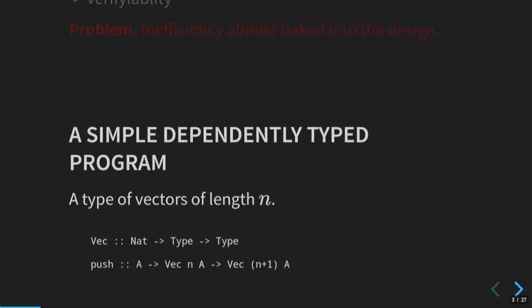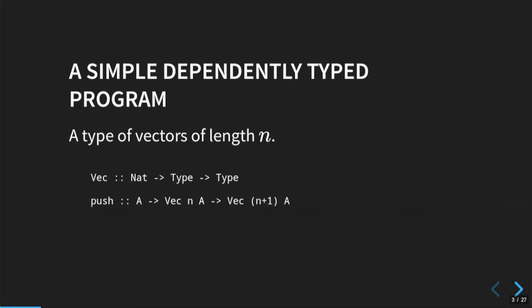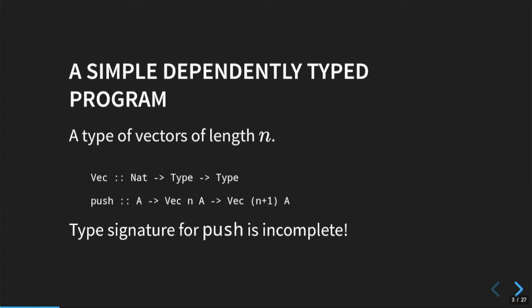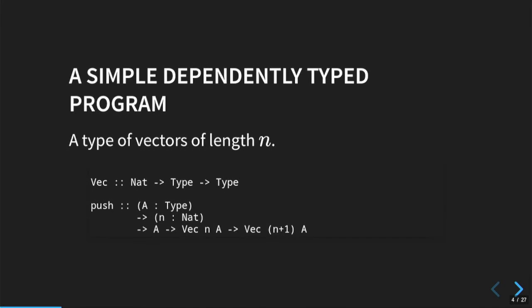And let's look at an example of what this means. So let's consider just a very simple dependent type of vectors, of elements of some type of length n, and a push constructor which takes an element in the vector and produces a new vector. And if we look at this type, the type signature is actually not complete. Because we have this A and we have this N, and so they need to appear somewhere, presumably. And so we write this.